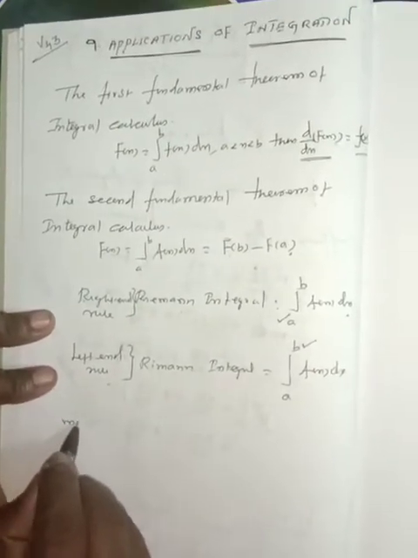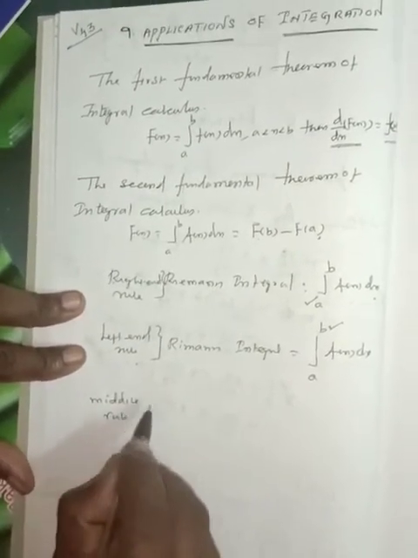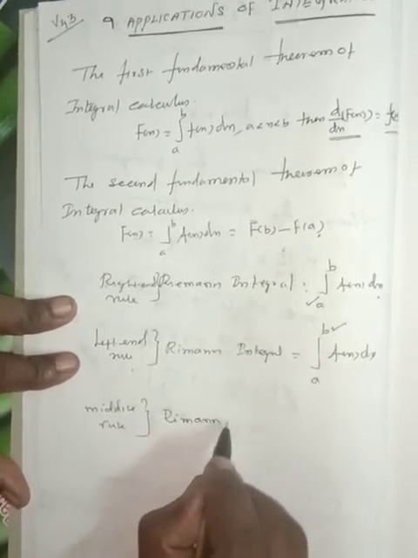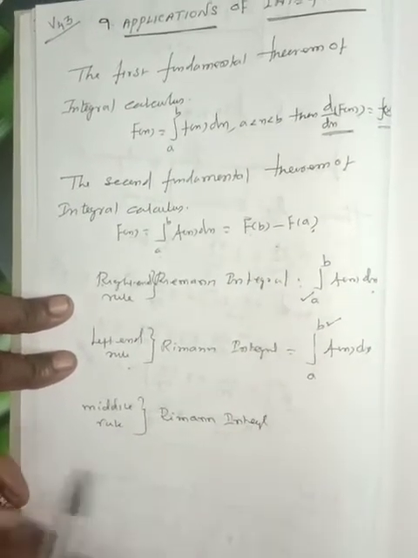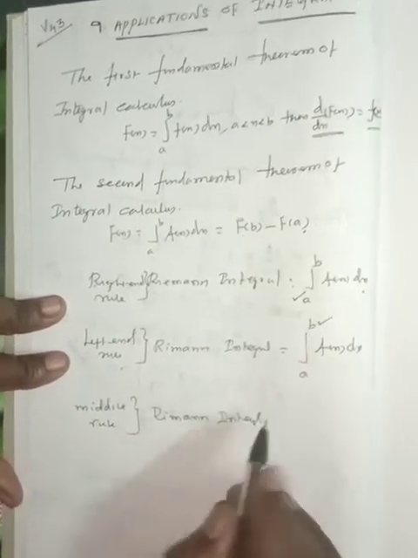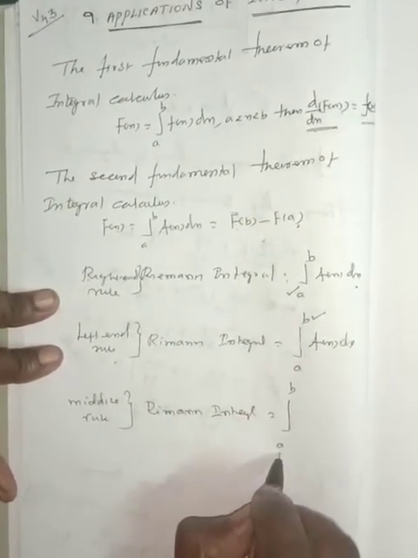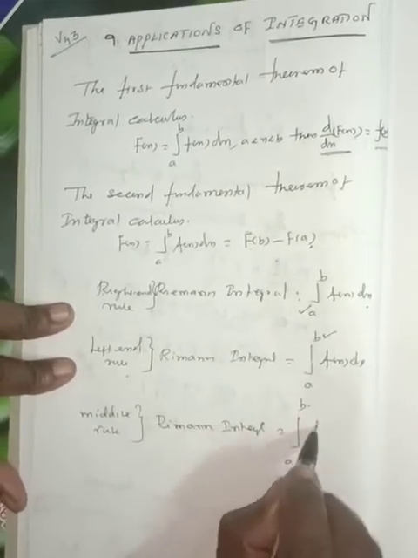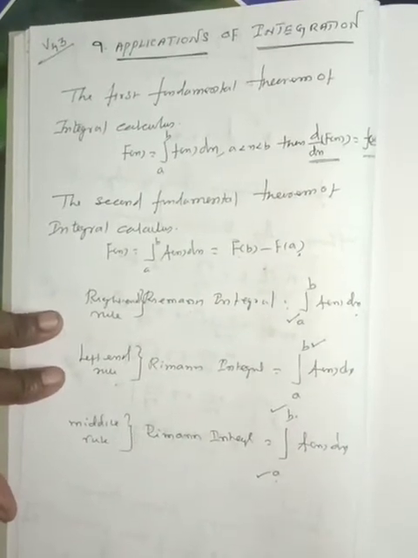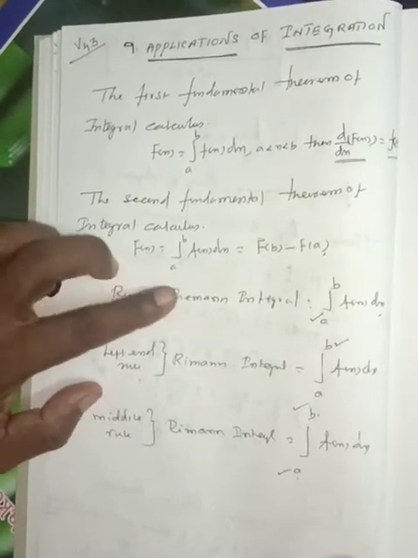Now the midpoint or middle rule of the Riemann integral. The middle rule of the Riemann integral is the integral from a to b of f of x dx, including the lower and upper limit. These are the three types of rules of the Riemann integral.